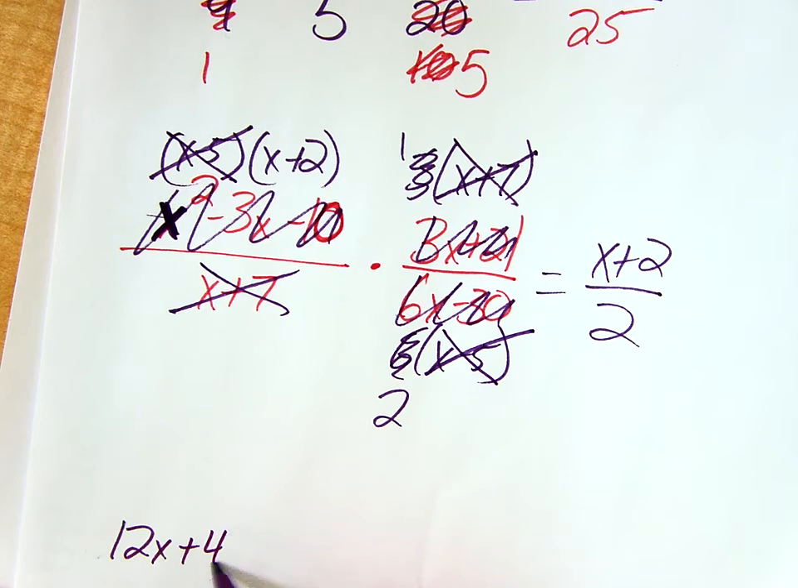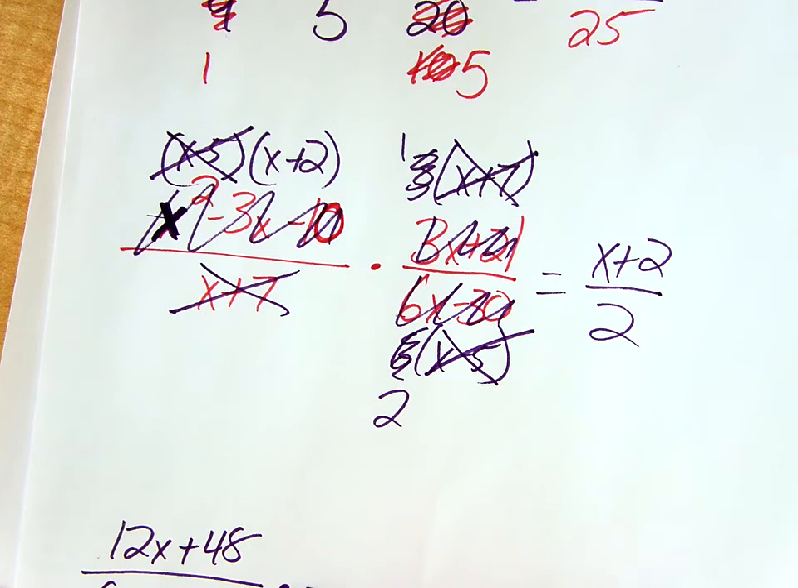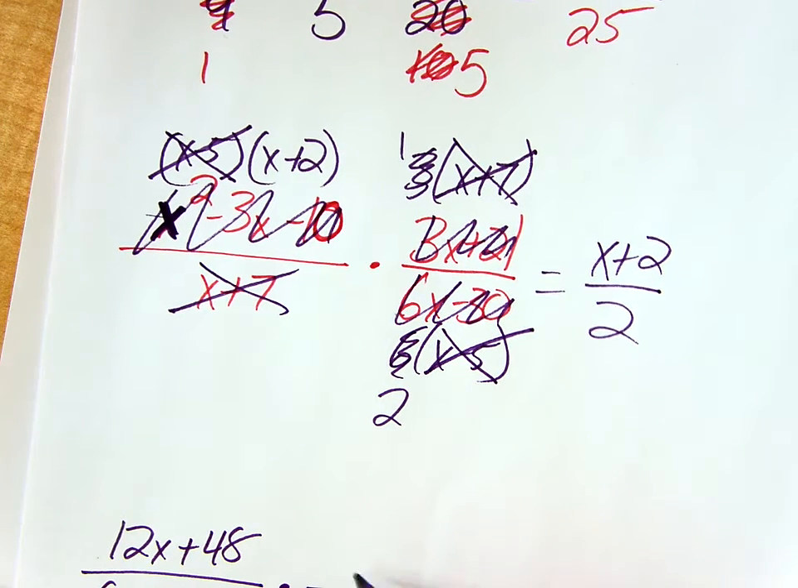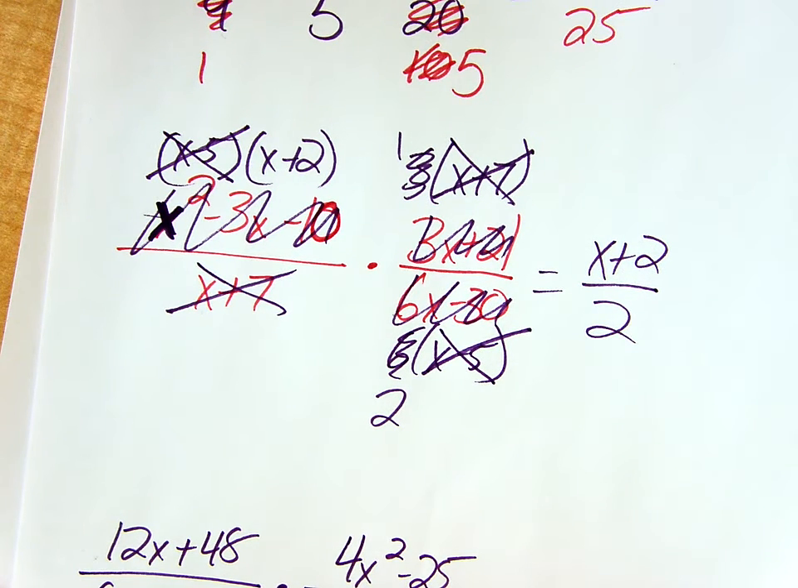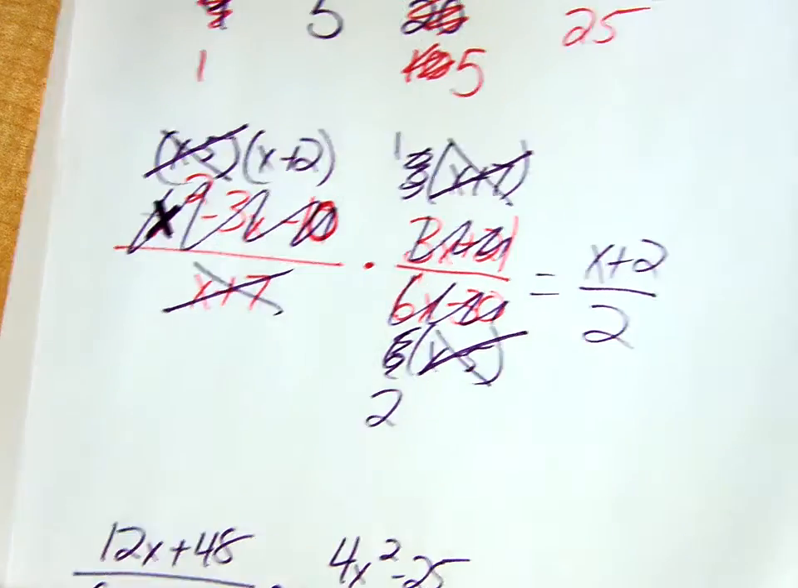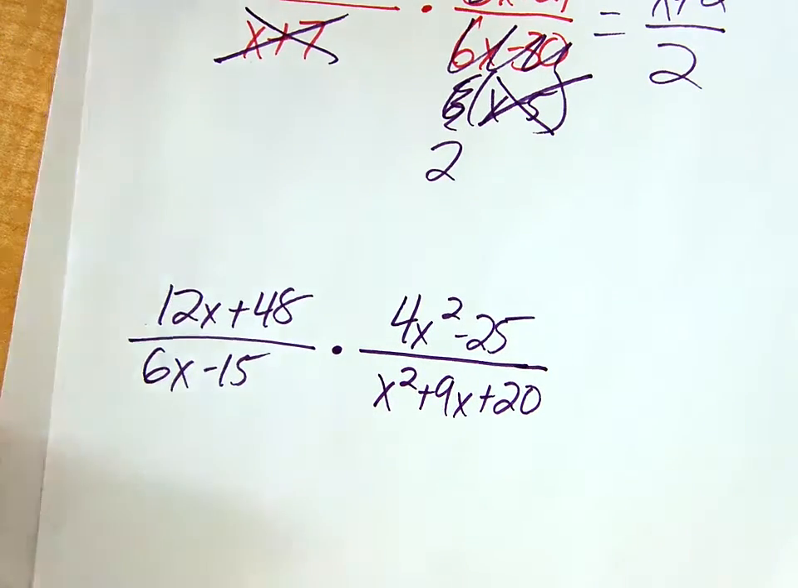12x plus 48 over 6x minus 15, and we will multiply that by 4x squared minus 25 over x squared plus 9x plus 20. Oh, sorry. Okay, try that one, please.